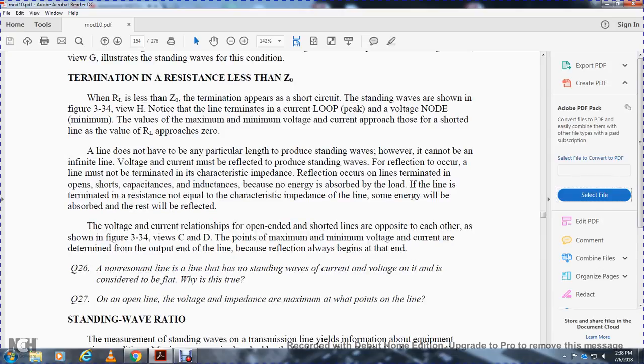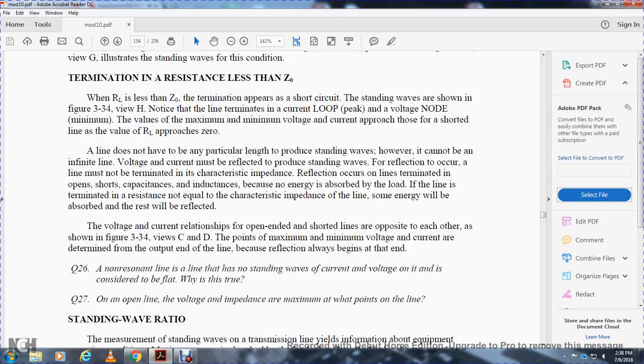Termination in resistance less than the characteristic impedance. The resistance is less than the characteristic impedance. The termination appears as a short circuit, with the standing wave as shown in Figure 3-34, view A. Note that the line terminates in a current loop, peak current, and voltage node, minimum voltage. The value of the maximum and minimum voltage and current approach those of the shorted line as the resistance approaches 0.